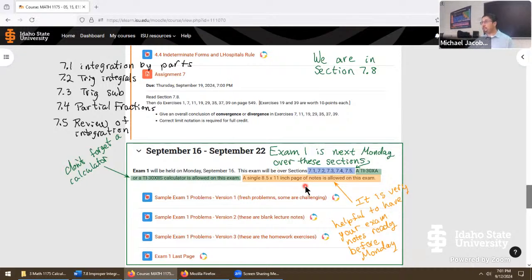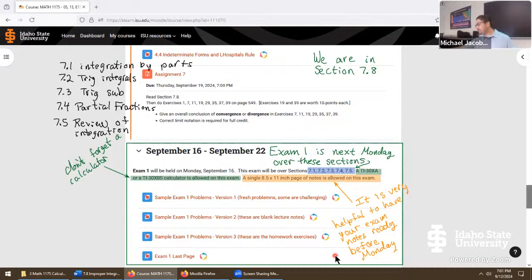It's a single page, 8.5 inches by 11 inches, so standard letter size, front and back with anything you'd like on it. I'm not collecting the page of notes, so you'll take it with you when you leave the exam room. And what I would do is just file it away. Once you go to take a look at the final exam, you can look back on those and start condensing down material to one overall page for the final.